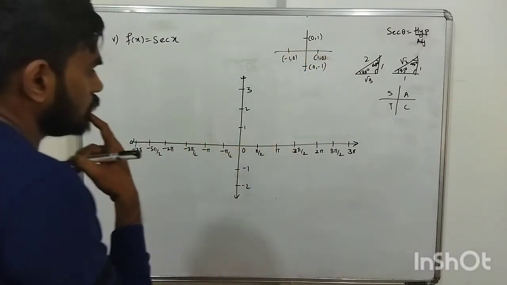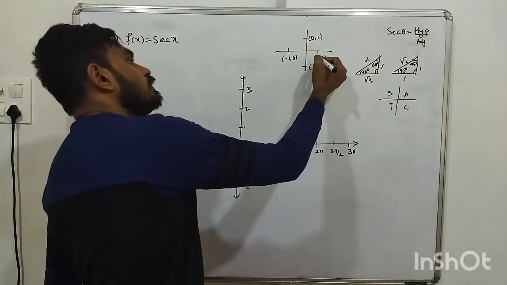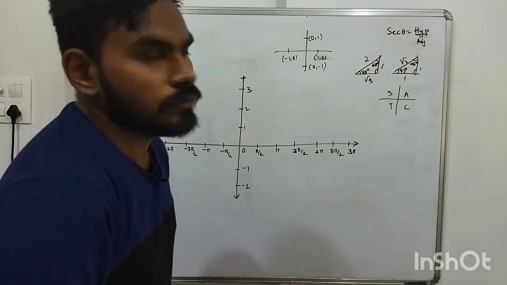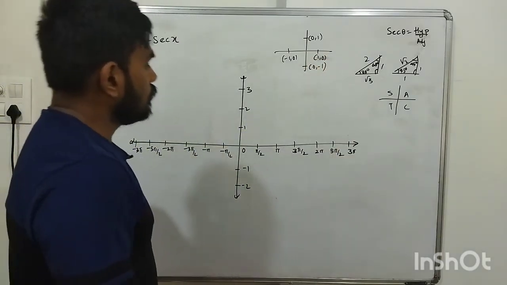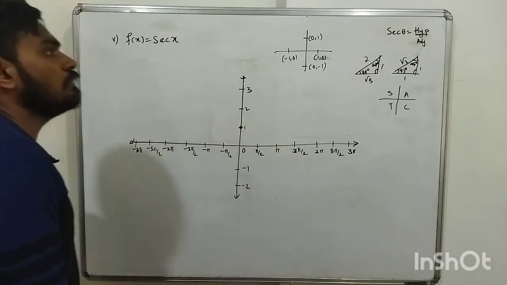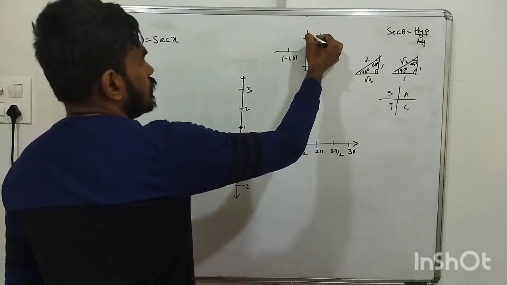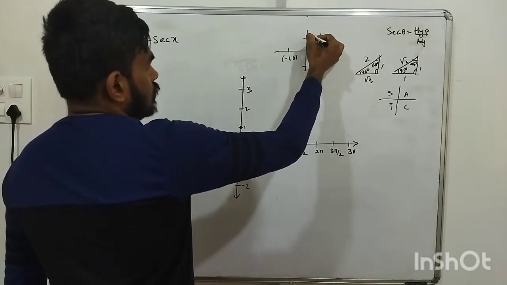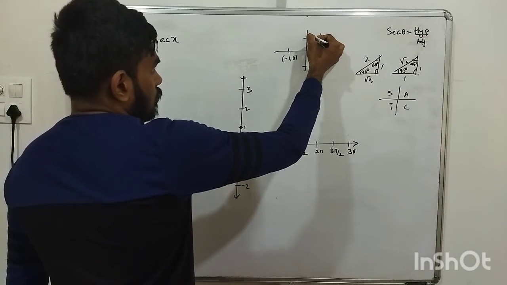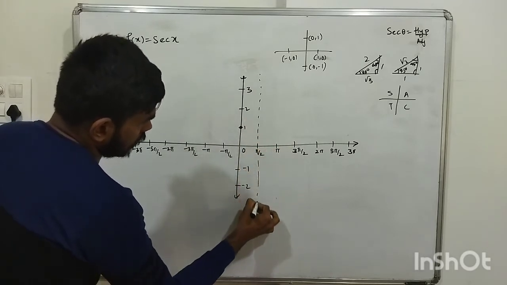So one by one, try now. What is sec of 0? Sec of 0 is 1 upon cos of 0. Cos of 0 is 1, so 1 upon 1 is 1 only. Sec of 0 is here. Then sec of 90 degrees is the reciprocal of cos 90 degrees. Cos 90 degrees is 0. Understood? So 1 upon 0 is infinity, so for this you won't have any value of sec.